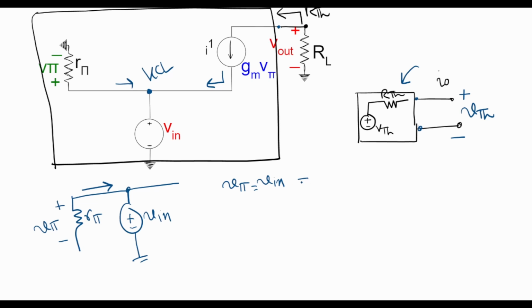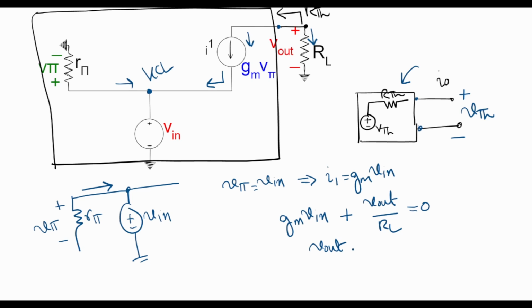So since V pi is equal to V in, this current generator I1 can be written as Gm times V in, and then if we apply KCL at this output node, then we can write that Gm times V in, which is this current, plus V out over RL, which is the current through the load, should be equal to 0. And from here we find V out as minus Gm times RL times V in.